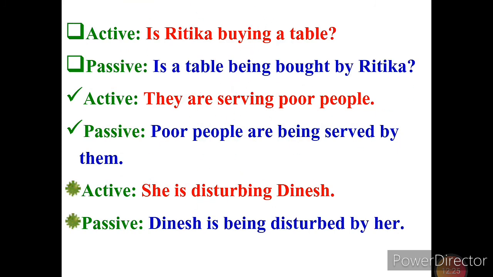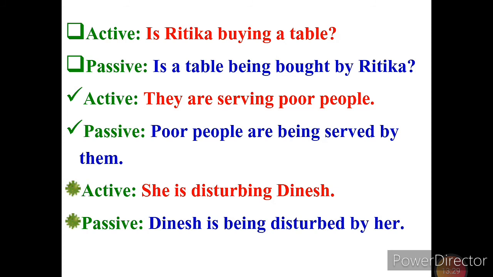Let us see two more examples. Is Ritika buying a table? So buying is verb, a table is object. Okay, so Ritika is as usual subject. How can we say it is continuous? Buying. When we change into passive: is a table being bought by Ritika? So we have seen being and past participle form of buy, bought, bought. Is a table being bought by Ritika?